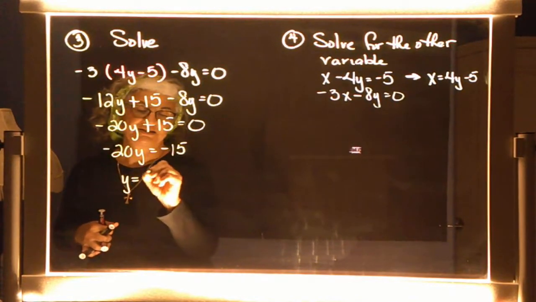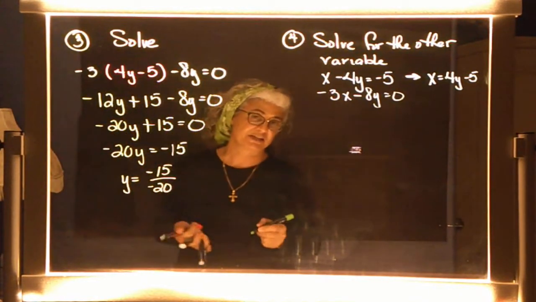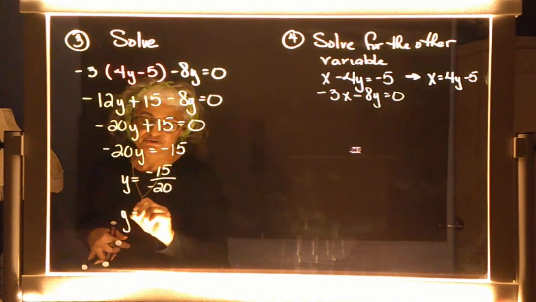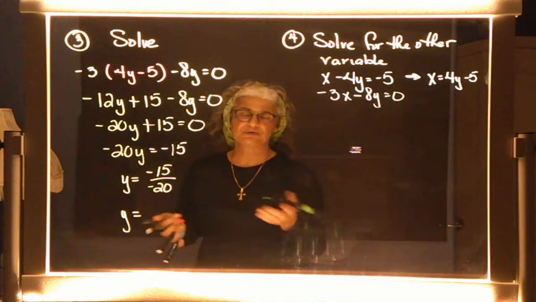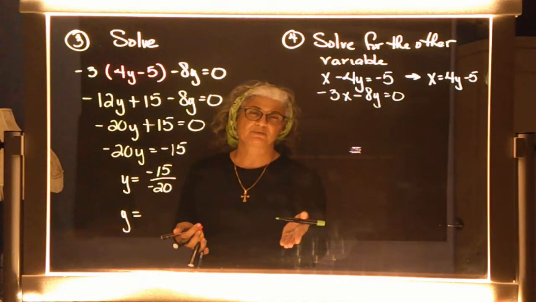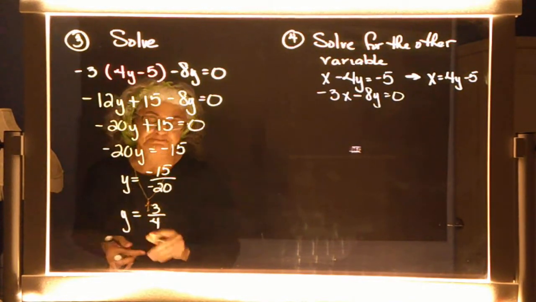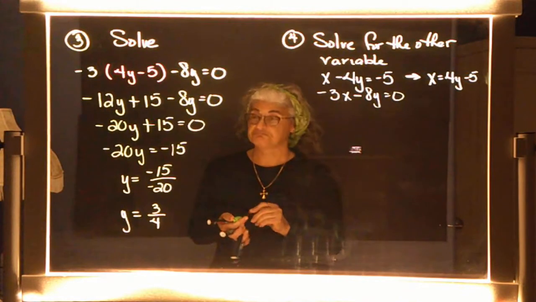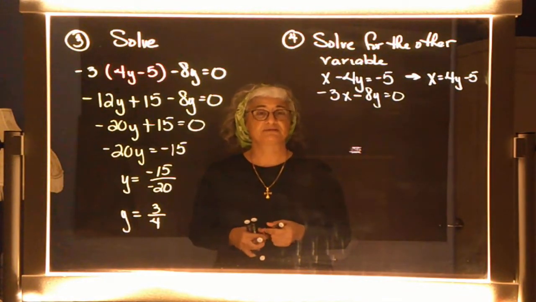Okay, I'm seeing a fraction. Well, so be it. If my answer is a fraction, my answer is a fraction. First and foremost, negative divided by negative is positive. And reduce 15 over 20 by what number? Good, by 5. So that makes it 3 over 4, doesn't it? So, well, we found that y is equal to 3 over 4, didn't we?